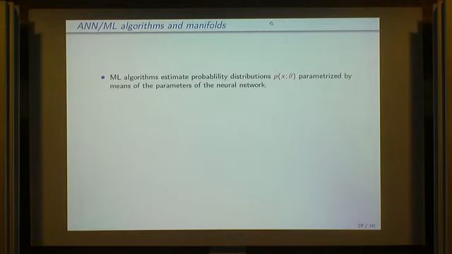Okay, now I'm going to conclude soon, and this is related to what we started discussing during this week. So what do you do with machine learning algorithms? In reality, you are estimating probability distributions, which are parameterized using the parameters of the neural networks that you're learning in your neural network.